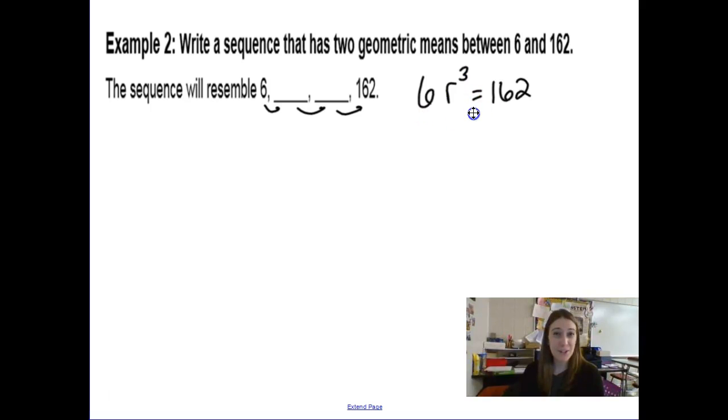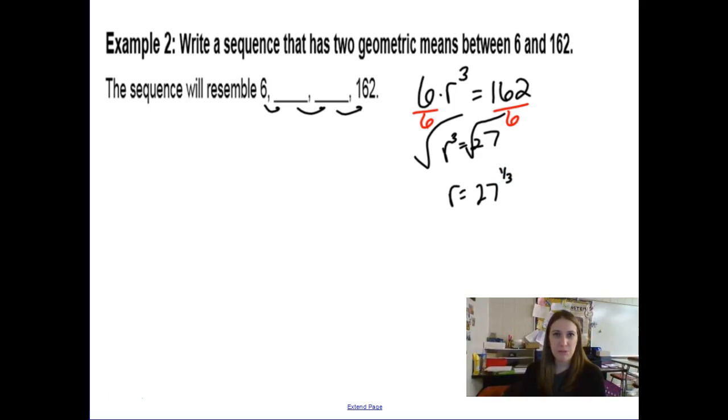Now, see how this is very different from arithmetic. This is a multiplication question, because we're multiplying when we do geometric ratios. When we did arithmetic means, it was adding the common difference so many times. So keep that in mind. Very different question. We're going to solve this, which I think I already did. R to the third power is 27, looks like. So when I cube root both sides, or you can raise it to the 1/3 power, that's an easy way to do it on your calculator.